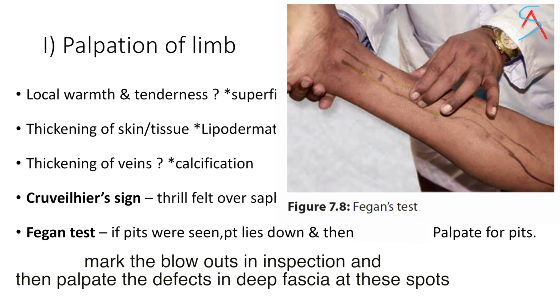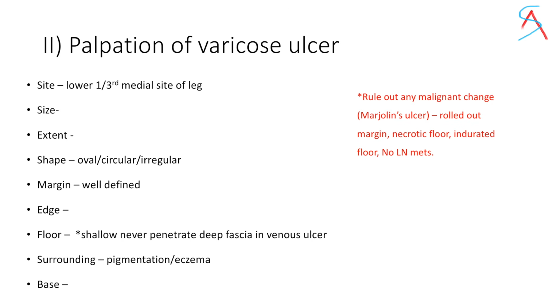If blowouts were present during the inspection, then you do the Fegan test. You make the patient lie down and then you palpate for the pit. If there was any venous ulcer or varicose ulcer, then you have to do the palpation. Venous ulcer generally would be in the lower 1/3 of the medial leg. You have to talk about its site, shape, margins, edge, floor, surrounding, base.